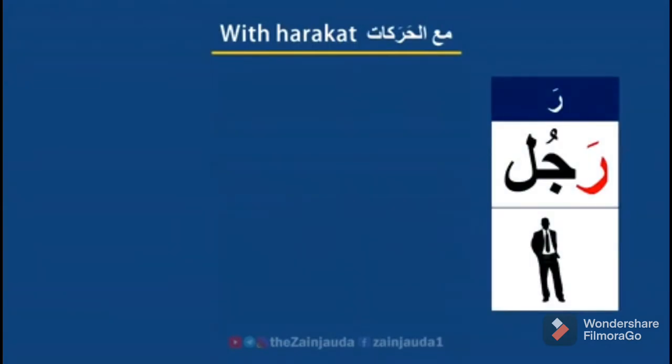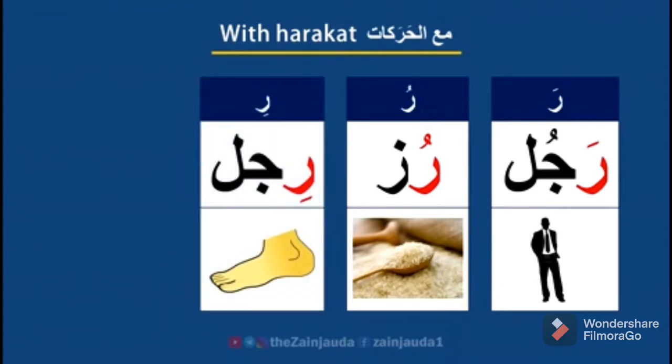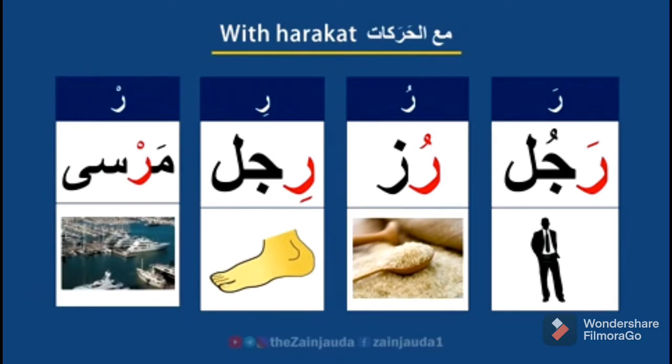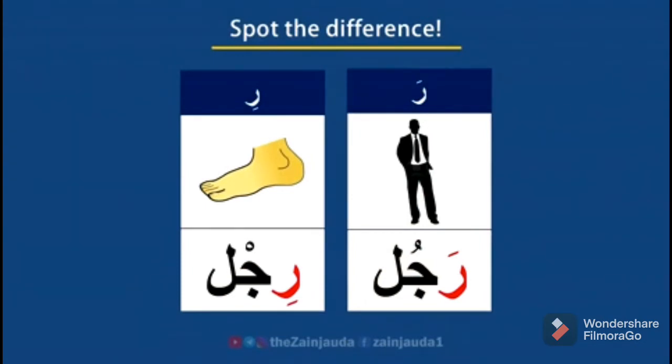Examples of Ra with the harakat are with Fatha, Rajul; with Dhamma, Ruz; with Kasra, Rijl; with Sukun, Marsa. Notice the pronunciation of these 2 words. They have the same letters but different harakat. This is another example of how harakat change the pronunciation and meaning of words. For those missing this subject, please check lesson number 1, in which we explain the impact of harakat in detail. So, Rajul, Rijl.